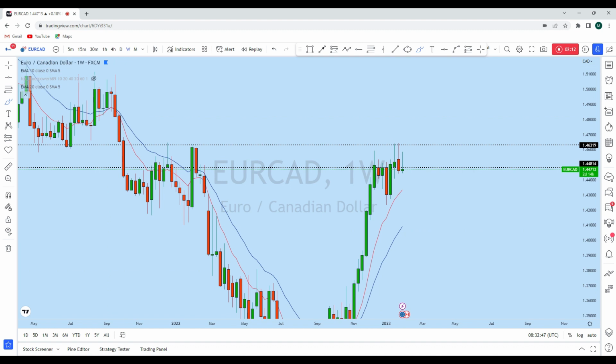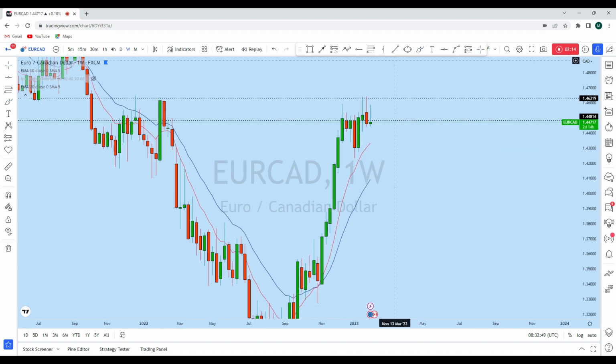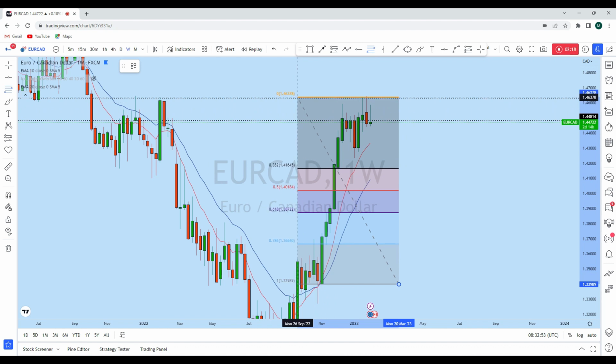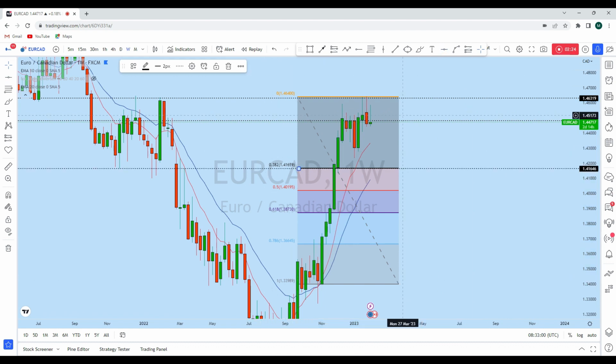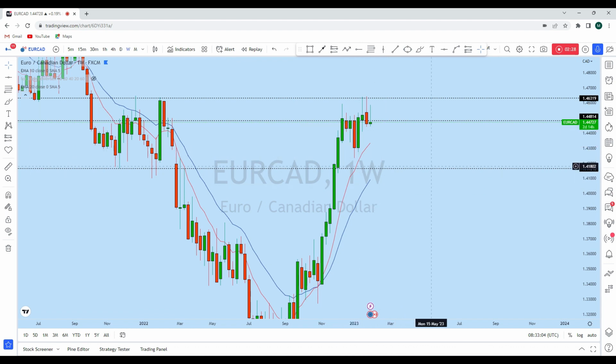Now, if we take our Fibonacci for this movement on EURCAD, starting from this impulse, we see that EURCAD still did not retrace to the 38.2% Fibonacci, which is the minimum Fibonacci. And we can expect the price to now have at least a rejection to the downside, to break this support and to test this Fibonacci level.